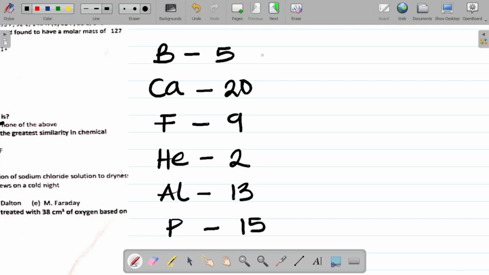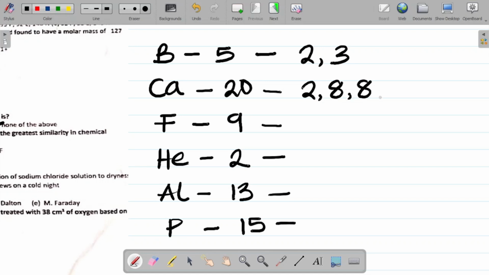So for each of these, we'll do their electronic configuration using the KLMN shell concept. All right. We've already treated that in our previous class. So let's get this. For boron, the electronic configuration will be 2, 3. For calcium, I would have 2, 8, 8, 2. For fluorine, I'll have 2, 7.